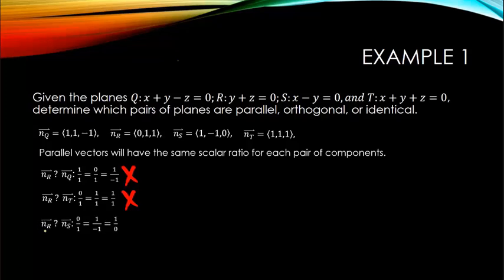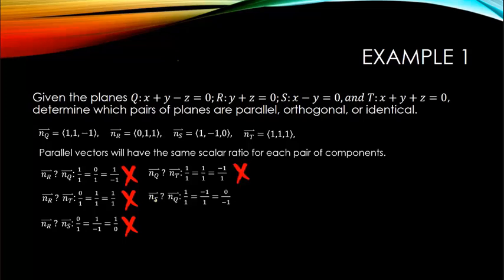The normal vector with respect to R and the normal vector with respect to S have the component ratios 0 over 1, 1 over negative 1, and 1 over 0. I'm not too concerned with the undefined ratio because clearly it's not going to be equal to a finite ratio. This means my two planes are not parallel and they are not identical. The normal vector related to Q and the normal vector related to T have the component ratios 1 over 1, 1 over 1, and negative 1 over 1. These are not parallel and they're not identical.